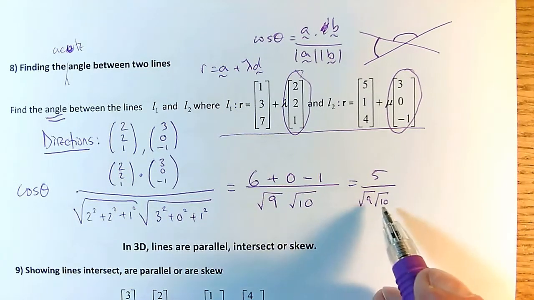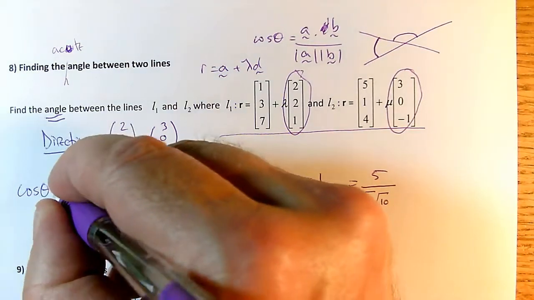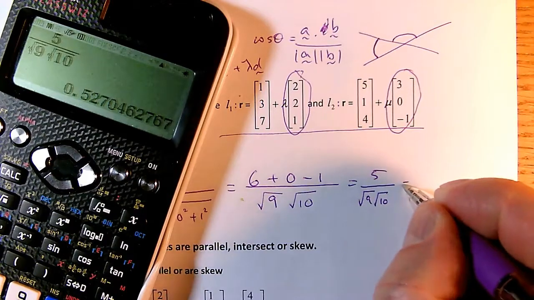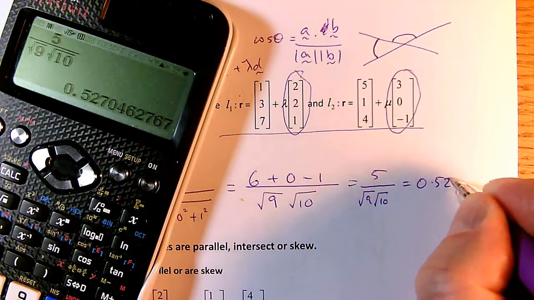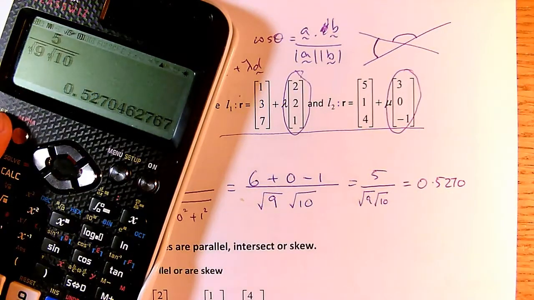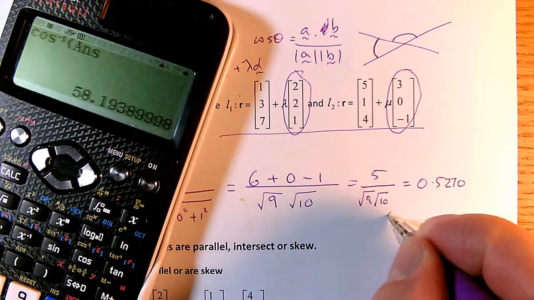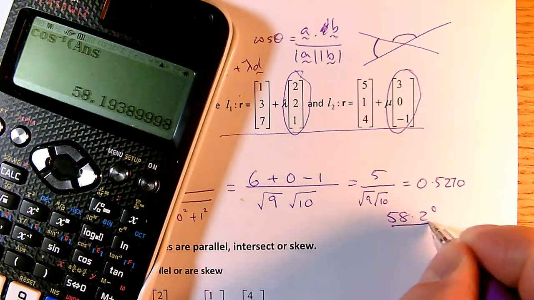All I need to do is take this value of cos theta equals this, and inverse cos it. So there's my answer for the cos, which is 0.5270. I'm still in degree mode. So inverse cos of that answer gives me 58.2 degrees, which is the angle I need.